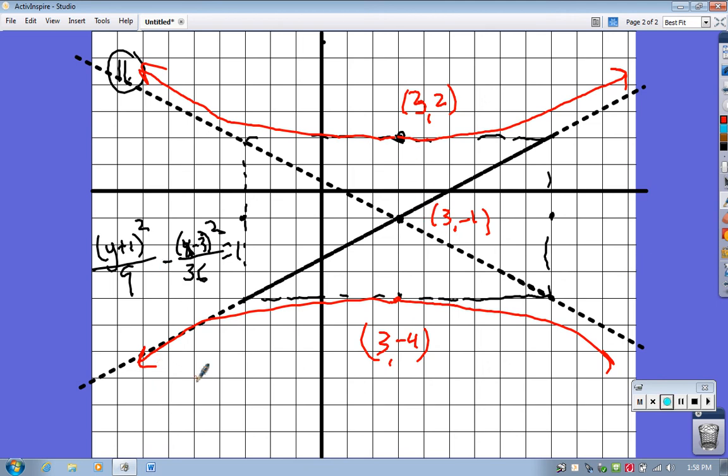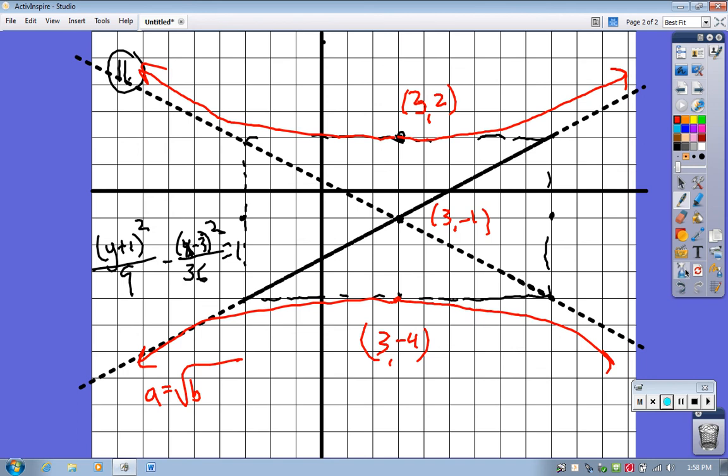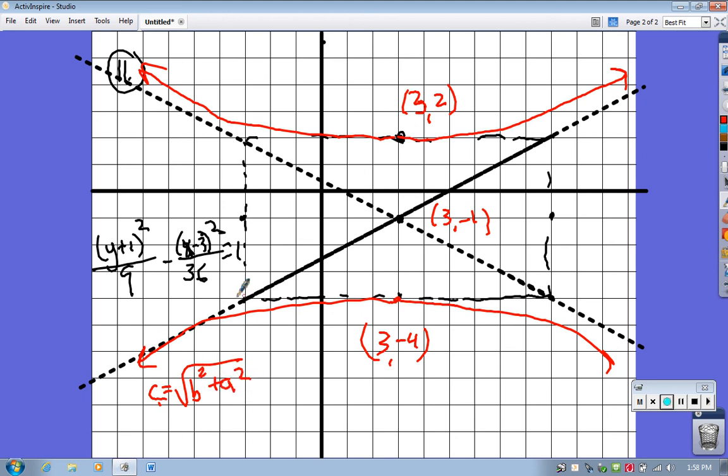So I know that in a hyperbola, the a value is the square root of, oh, sorry, not a, the c value is b squared plus a squared. So, and here they are. So c is the square root of b squared plus a squared, so 9 plus 36. So that's going to be the square root of 45. And the square root of 45 is about 6.7. So that means that my foci, 3, 4, 5, 6, are going to be up here. 4, 5, 6. And here.